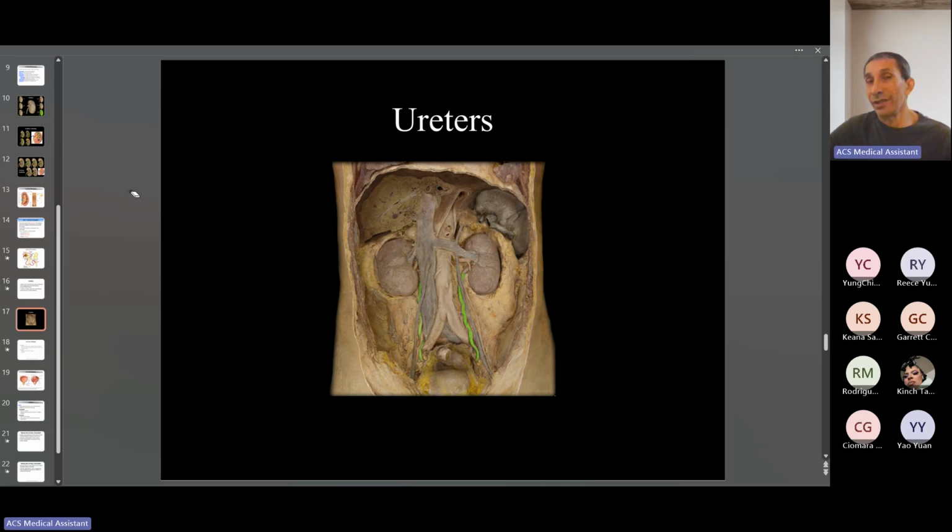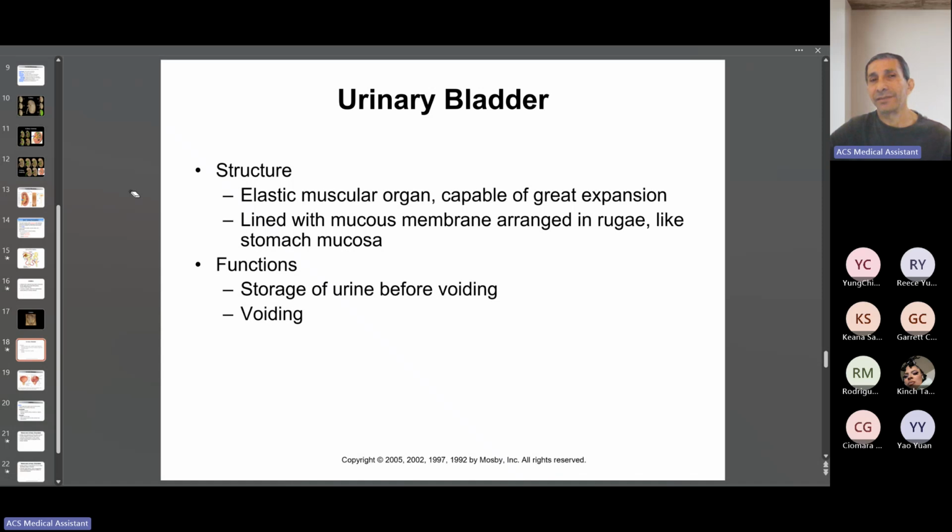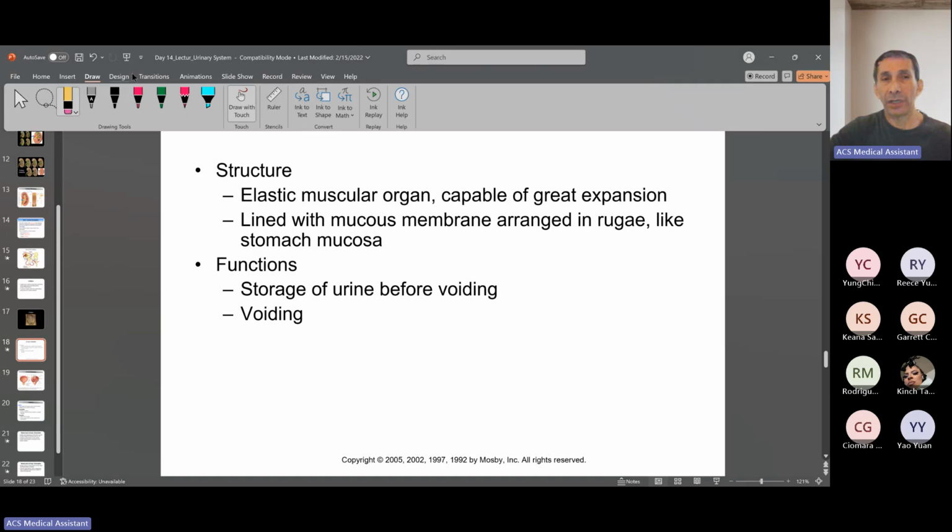Now we're going to see what is the urinary bladder, because it's the next one. What is the urinary bladder? Okay, this is an elastic muscle. It's an organ, of course, just like the uterus, the stomach. It's elastic because it stretches. You can hold up to 150 milliliters of urine within your urinary bladder. So that's basically what it is.